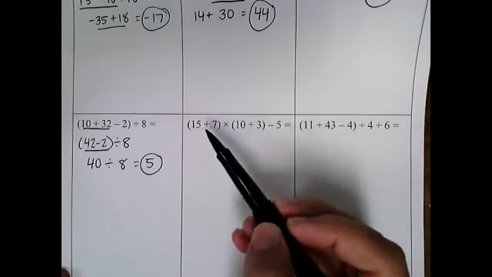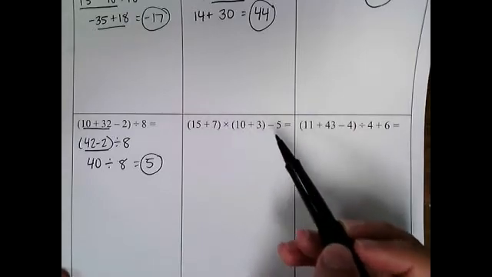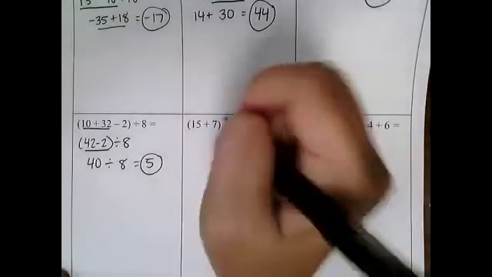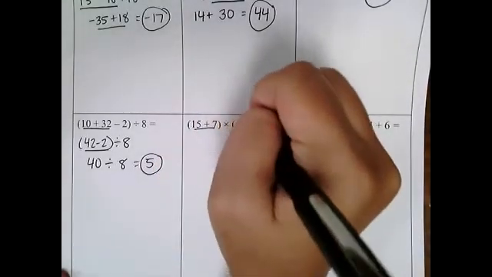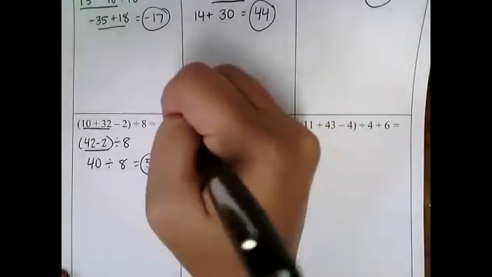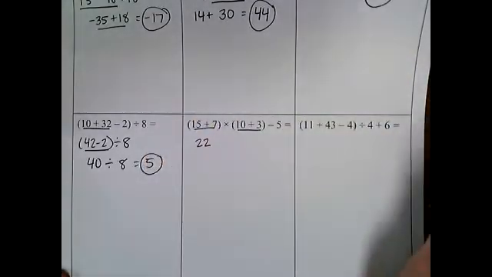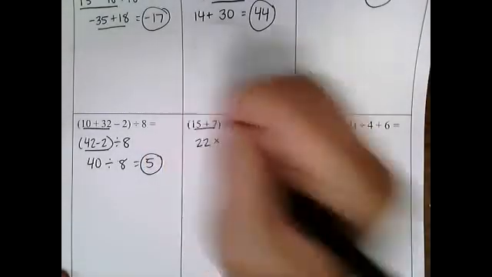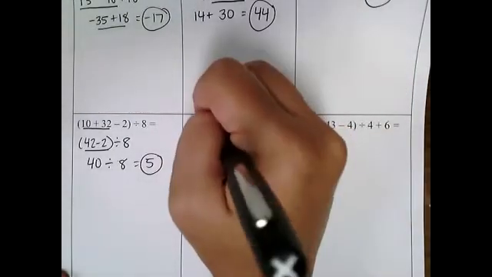The next one, 15 plus 7 times 10 plus 3 minus 5. Parentheses first. So since I have two different parentheses, I can do that in one step. 15 plus 7 is 22. That's it with that parentheses, so I can drop it. 10 plus 3 is 13.